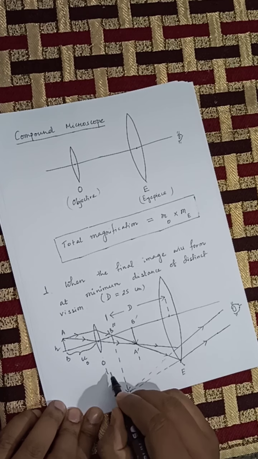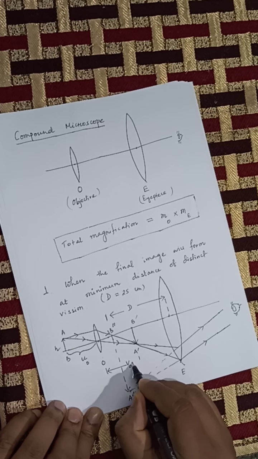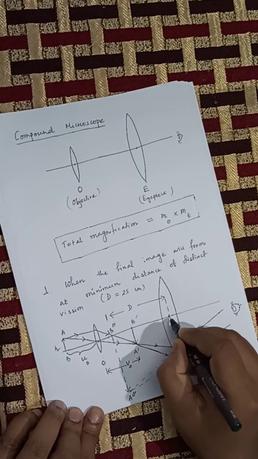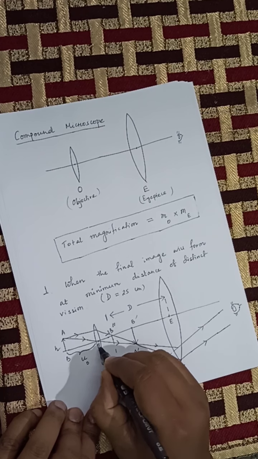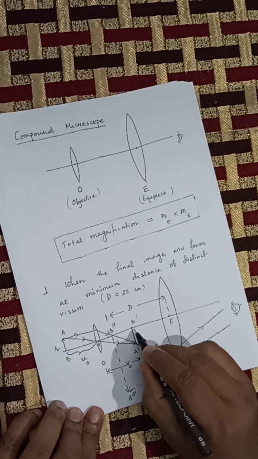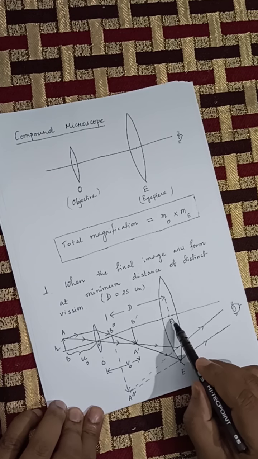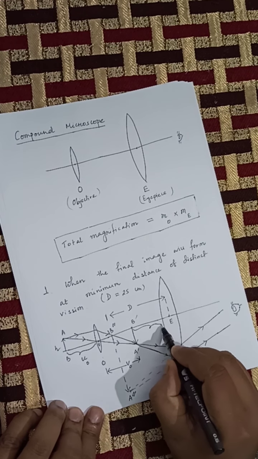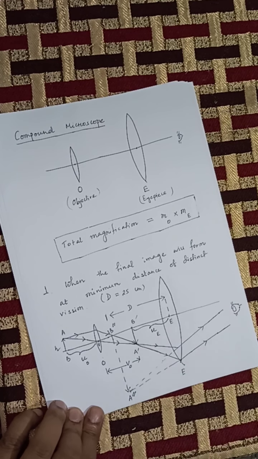which distance will that be? This is the image distance due to the objective lens. Okay, and here from the optical center of the eyepiece lens to B dash. So here you see this A dash B dash will behave like a virtual object for the eyepiece, isn't it? So this will be the object distance for the eyepiece lens.